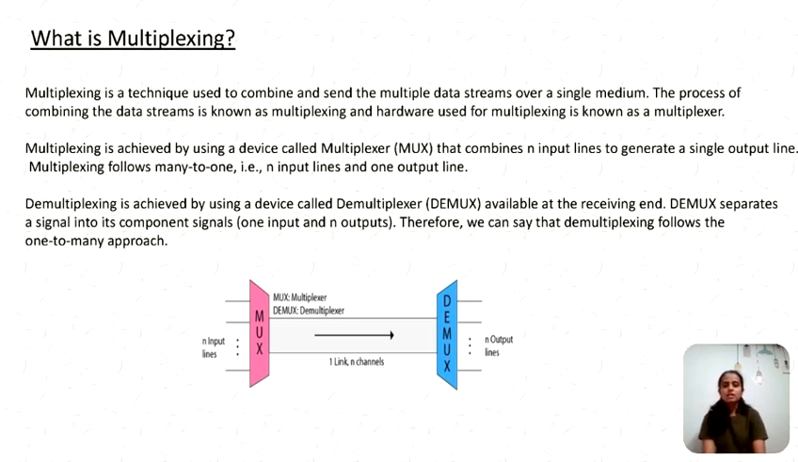A demultiplexer separates a signal into its component signals, that is, one input and n outputs. Therefore we can say that demultiplexing follows the one to many approach.